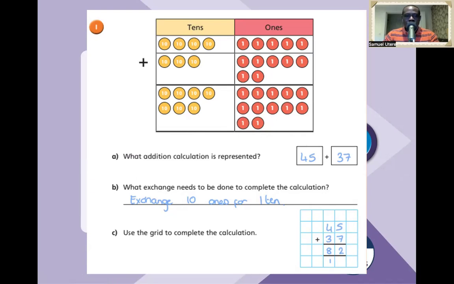And then next you ask, what exchange needs to be done to complete the calculation? So we need to exchange 10 ones for 1 ten. Okay. And that's what has taken place. And you can see it written in the grid form here.